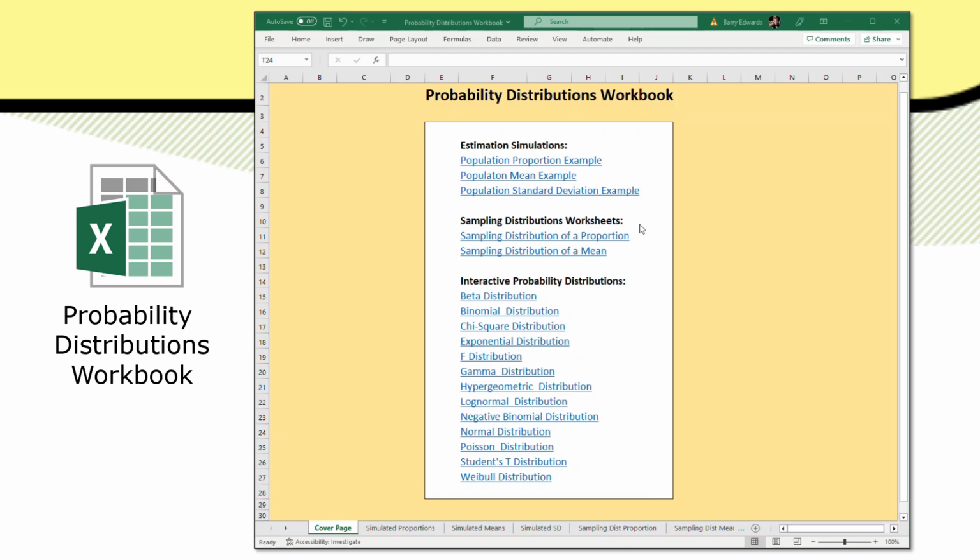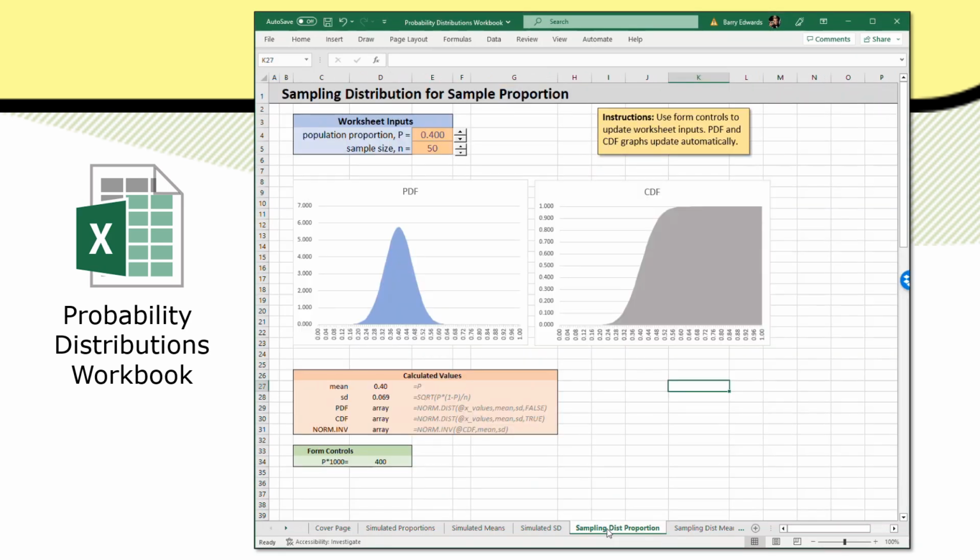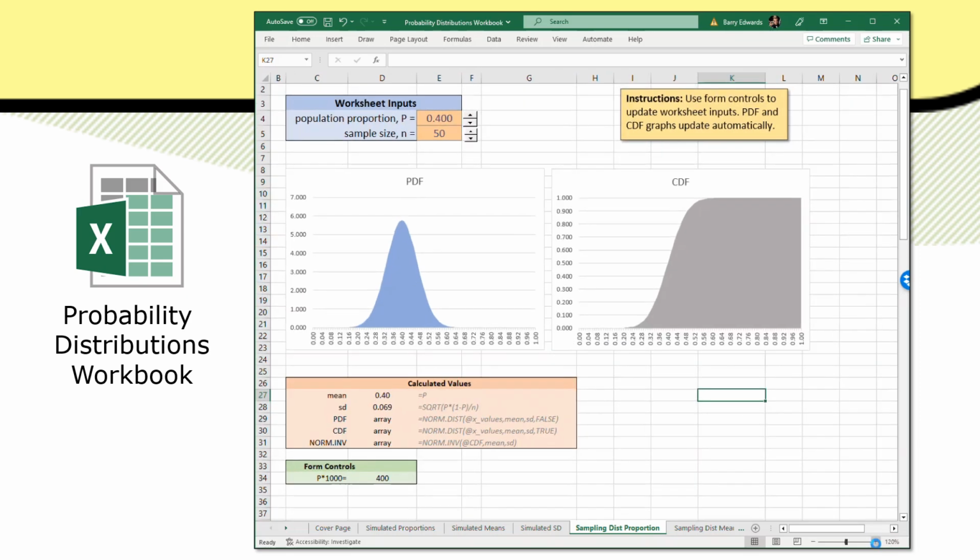We have a couple other worksheets to show you what the sample distribution of a proportion looks like, or the sample distribution of a mean looks like. Let's just click over to those pages. So you would, like with a sample distribution for sample proportion, there's two inputs here. You input the population proportion as well as the sample size you're using to estimate that population proportion.